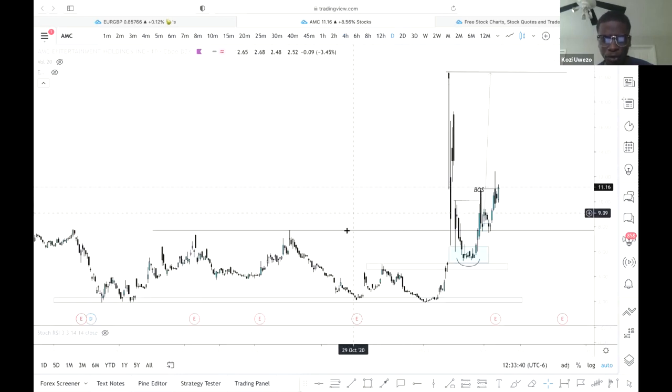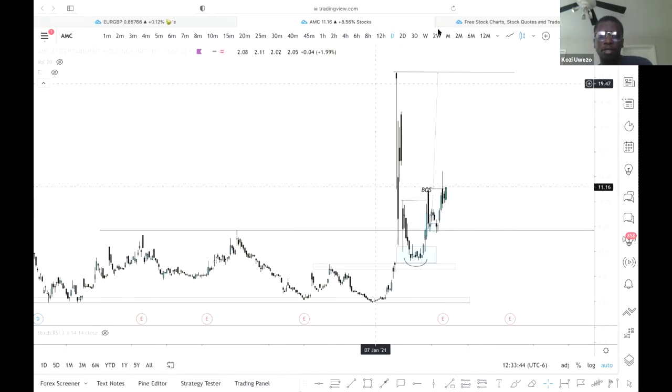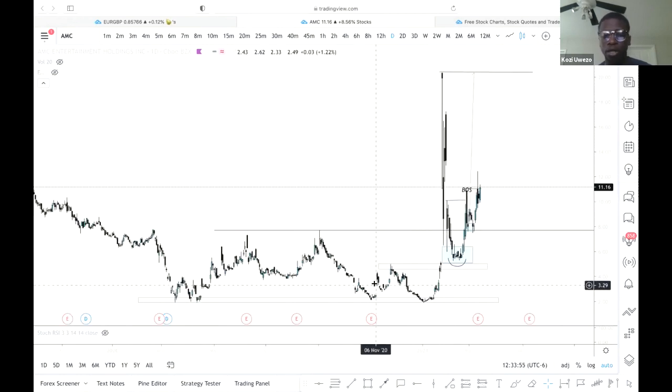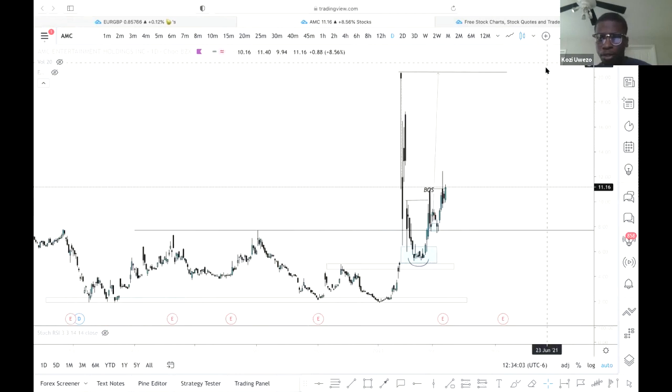But first thing first, I like to start on the daily time frame. If you have TradingView Basic, you have basically the daily, 4 hour, 1 hour, and 30 minutes. But the daily is good for stocks and whatnot because it tells you the story. All time frames do is tell the story of price during a certain time frame. But with AMC, let me do this.